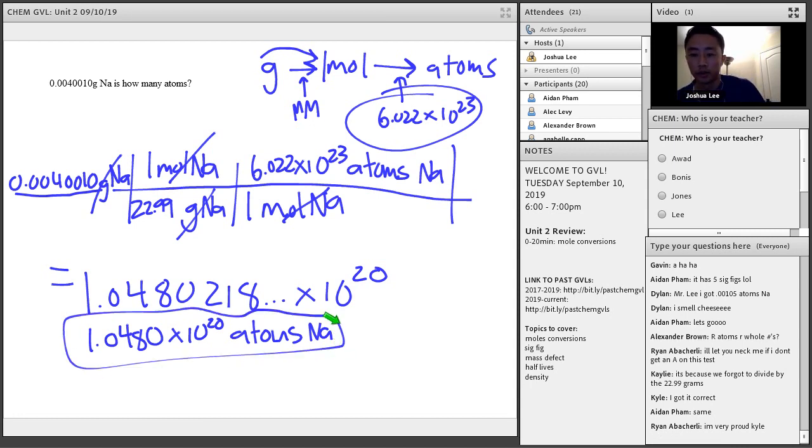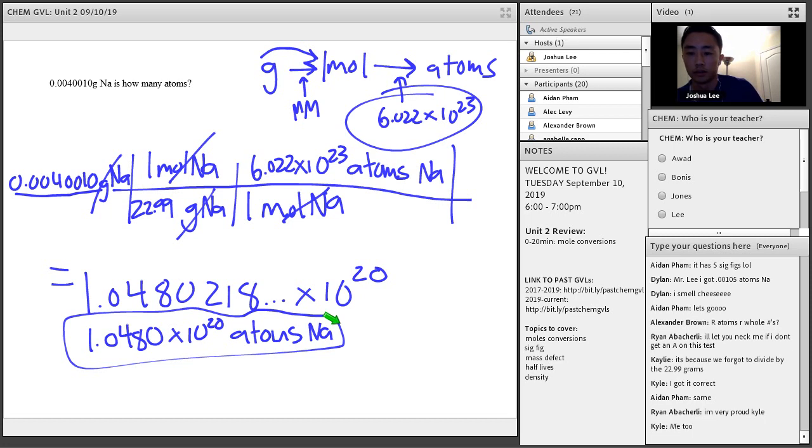It's because we forgot to divide by 22.99 grams. Oh, got it. Nice. So that's the longest problem we could really give you for going from grams to moles to atoms, or the opposite way. But good. Let's do one more because students tend to mess up the other way more, I think.